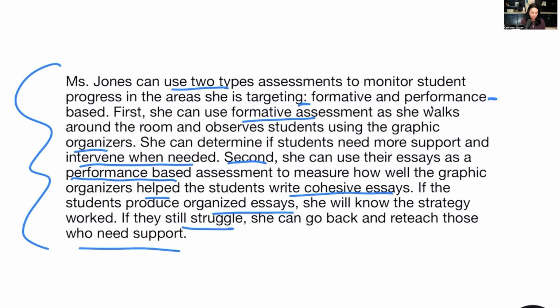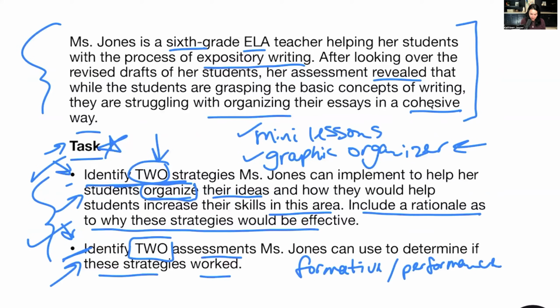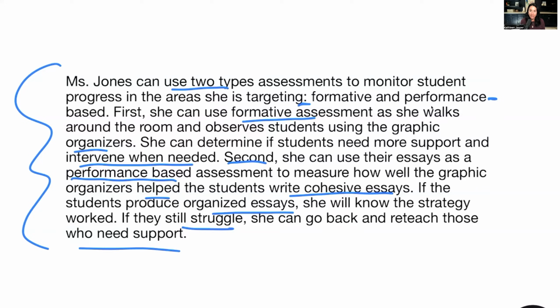All right. Now let's see if we met the standard here. Identify two assessments Ms. Jones can use to determine if the strategies worked. Really, that was all we had to do. Now, if it said include a rationale as to why these assessments work, this would still meet that because you can see here where it says she can determine if students need more support. That's a rationale for using it. I'm trying to figure out if students need more support, and using a performance-based will help. It'll also help me target skills. And here, last thing, if they struggle, she can go back and reteach those who need support. Again, that's another reason why to use that performance-based assessment. So this particular essay checks all the boxes as well. I would probably get full points.